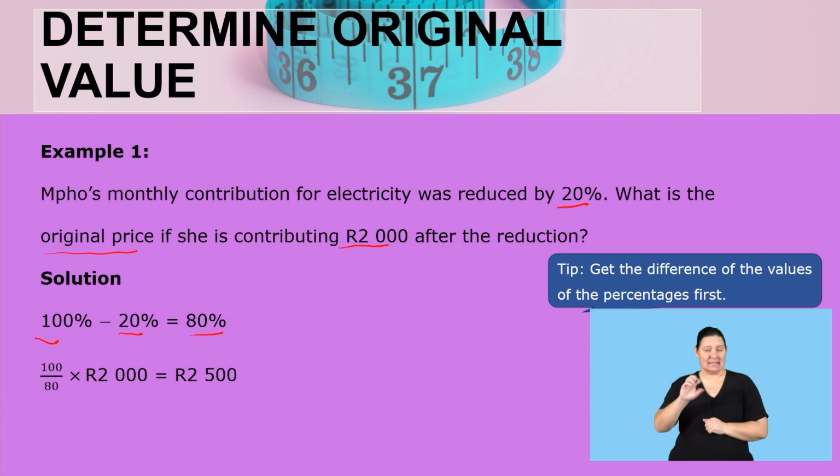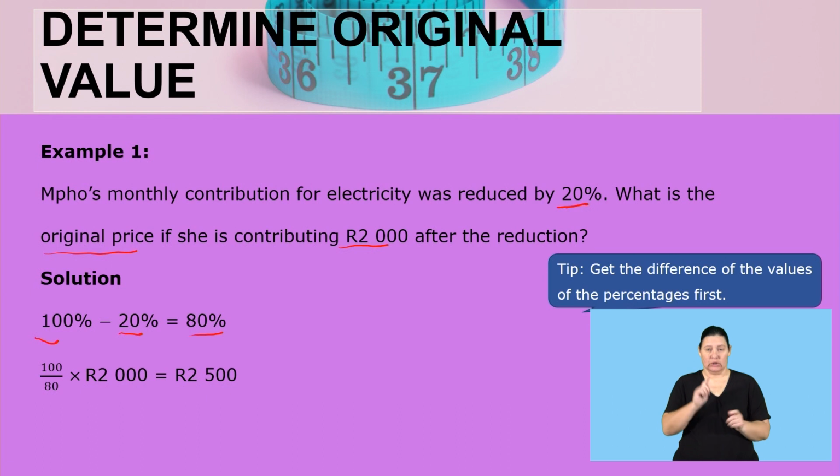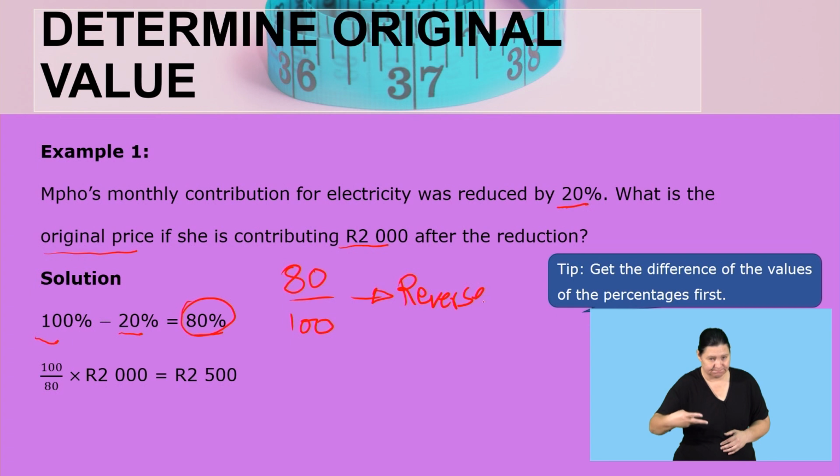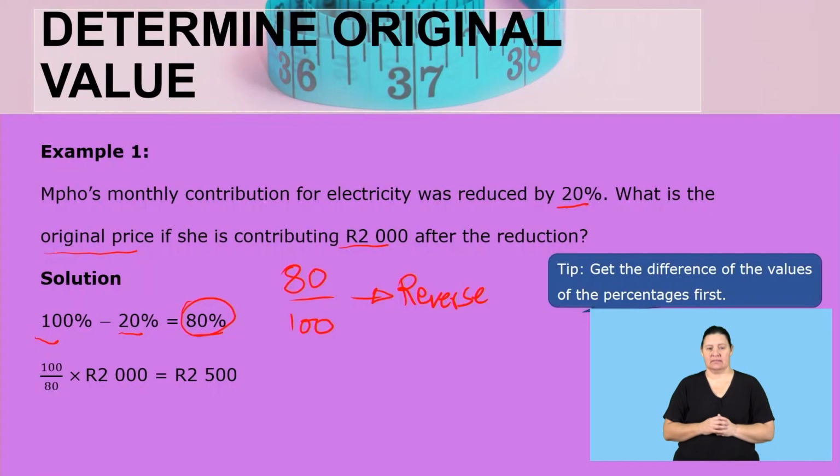Because it is 80%, and we are calculating the previous value, we must divide. When you convert this 80% to a fraction, you will have 80 out of 100. But because we need the previous value, we are reversing, so we swap the values. The denominator becomes the numerator and the numerator becomes the denominator. We are going to have 100 divided by 80 multiplied by 2,000.